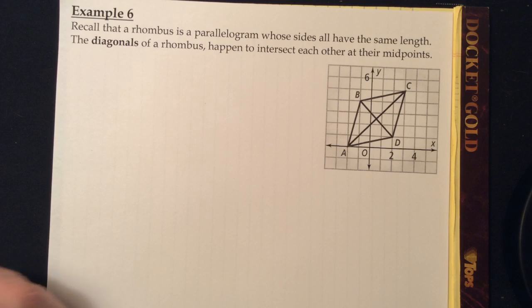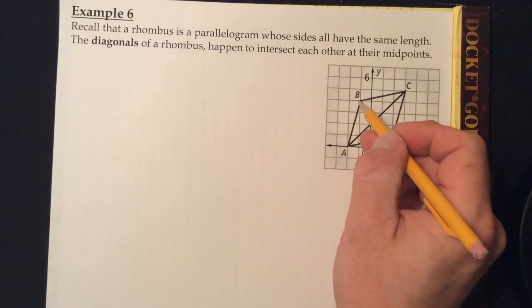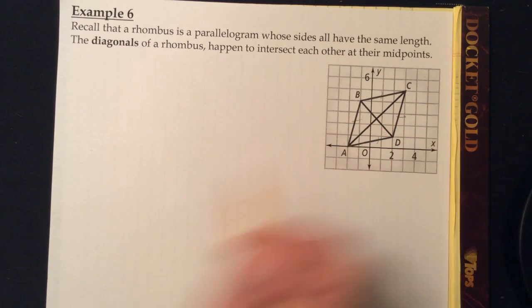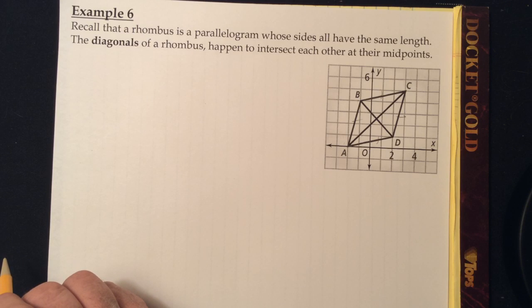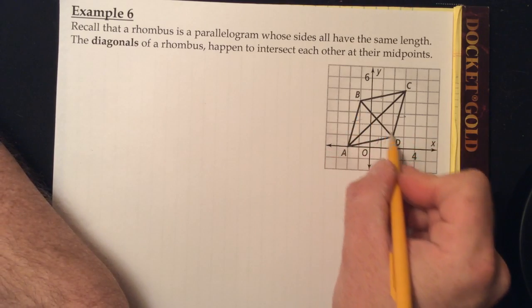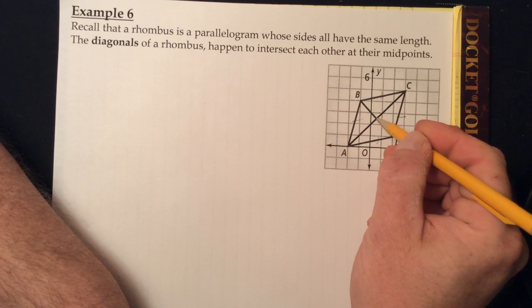Example 6. In example 6, you're going to learn how to verify and test a conjecture or mathematical statement by using properties of figures on the coordinate plane. Recall that a rhombus is a parallelogram whose sides all have the same length. The diagonals of a rhombus happen to intersect each other at their midpoints. Use the distance formula to check that all sides of rhombus ABCD are congruent. All these are congruent. We want to check to see if they are. Then use the midpoint formula to check to see if the diagonals intersect each other at the same midpoint. So then we'll use the midpoint on the 2 diagonals to see if they're meeting at the same place.